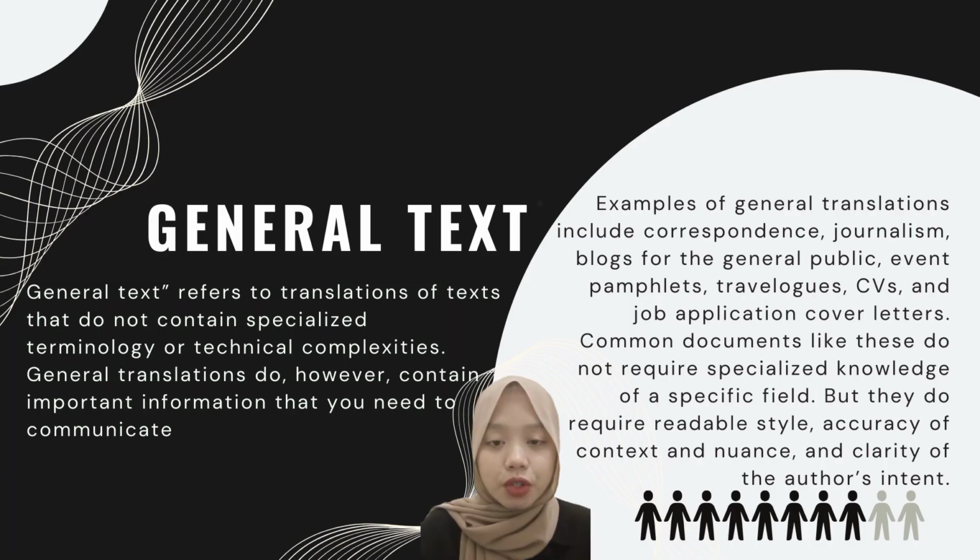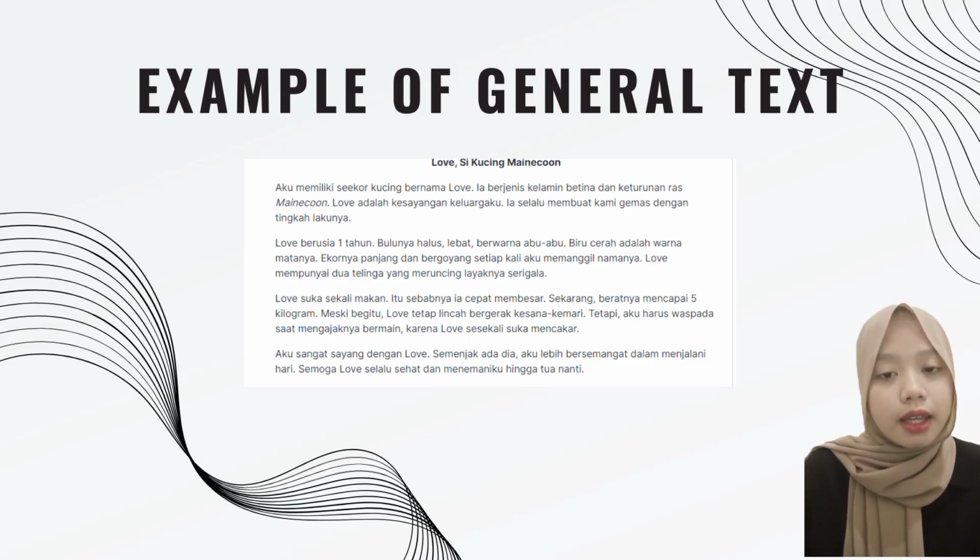First text is general text. General text refers to the translation of text that does not contain special terminologies. Examples of general text are magazines, blogs, websites, journals, and etc. After I give the information about the characteristics of general text, here I provide an example of general text.